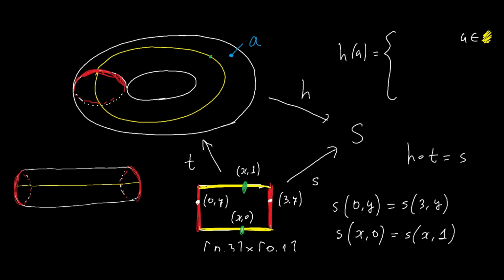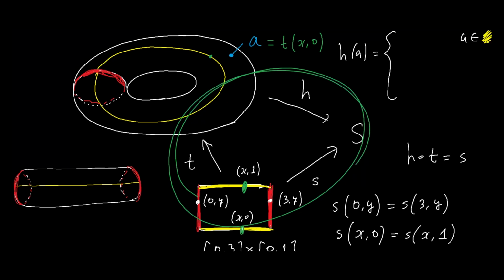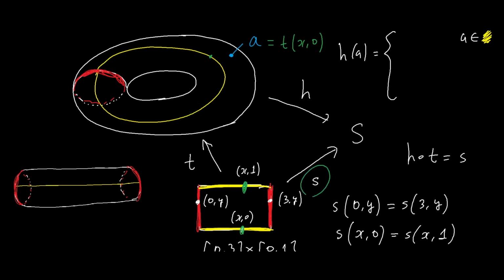So H of A will have to be, you see, if A comes from the yellow area, it means that A itself is equal to T of some value. It equals T of, let's say, x1, or it equals T of x0. But then because of commutativity of this triangle, H of that must be S of the corresponding values. And there is a potential danger here, because what if S maps these two values to different places? Then H won't be well defined. But it doesn't, because we require that S also maps them in the same way.